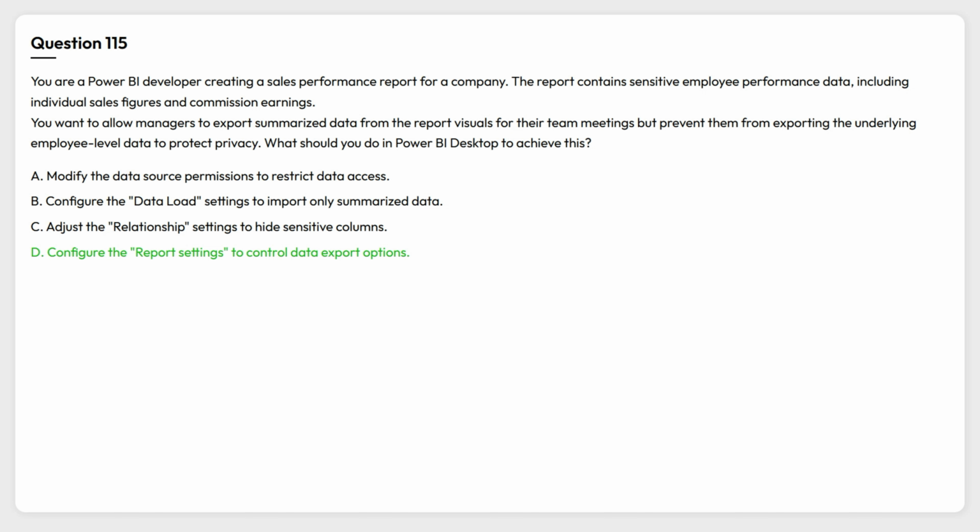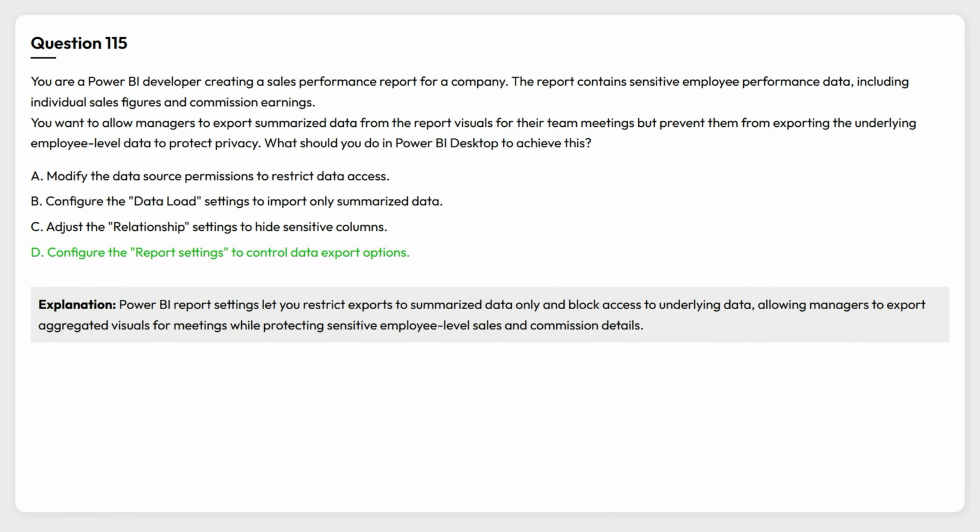The correct answer is option D: configure the report settings to control data export options. Power BI report settings let you restrict export to summarized data only and block access to underlying data, allowing managers to export aggregated visuals for meetings while protecting sensitive employee level sales and commission details.